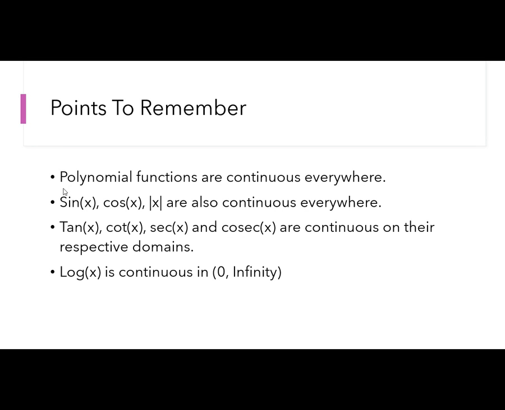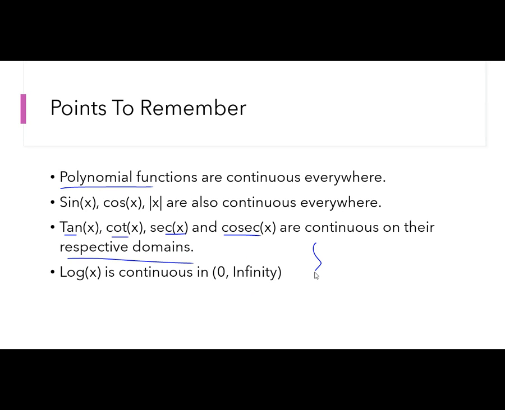Polynomial functions are continuous everywhere. Polynomial means normal ax plus b, and ax square plus 2x plus b, something like that. And sin x, cos x, and mod x are also continuous everywhere. The rest of the trigonometric functions like tan, cot, sec, and cosecant are continuous on their respective domains.